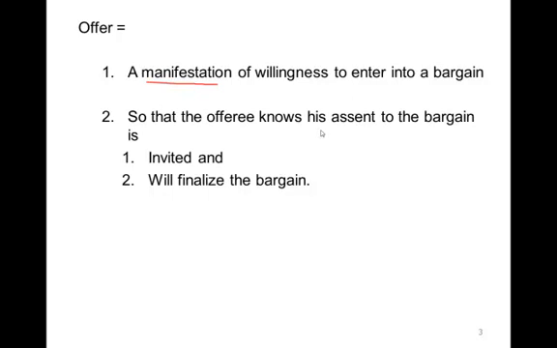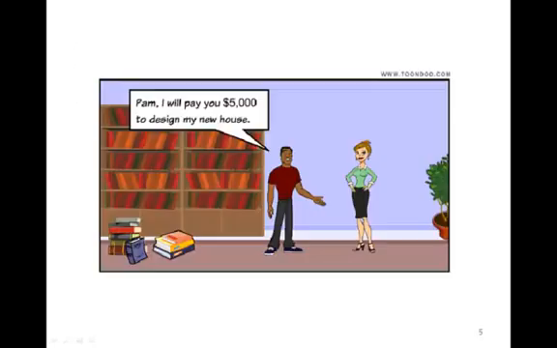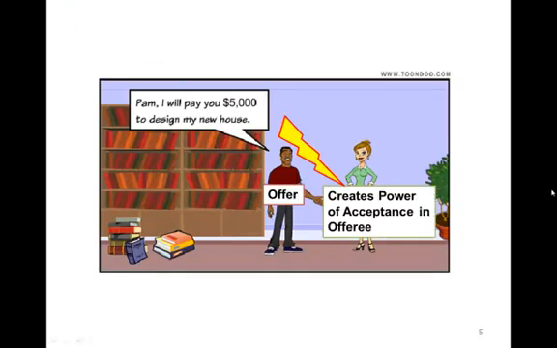When an offeror makes an offer to an offeree, the offeror creates a power in the offeree to accept that offer until that offer is terminated. And we're going to talk about how you terminate it in a moment. This is called the power of acceptance. So here you have Jim, who says, Pam, I'll pay you $5,000 to design my new house. That's the offer, and it creates a power of acceptance in Pam, the offeree.